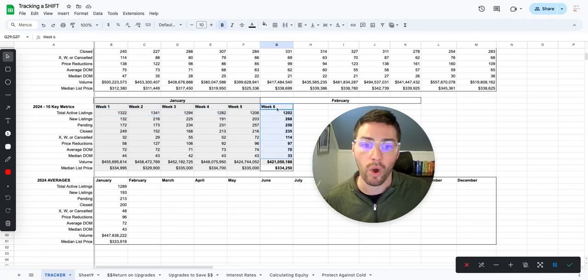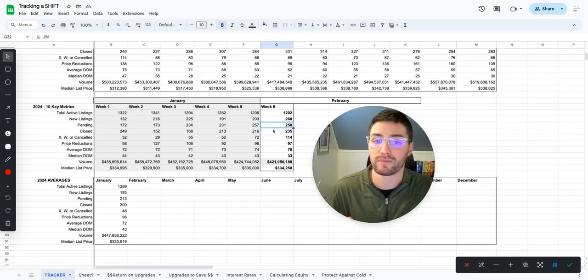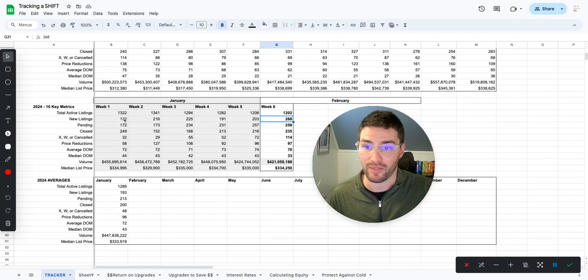Okay, so all pretty good. Hoping to see this total active listing start to rebound a little bit. I'd like to keep seeing new listings stay above 250. I think that's going to be kind of a sweet spot for us as we get into this year.